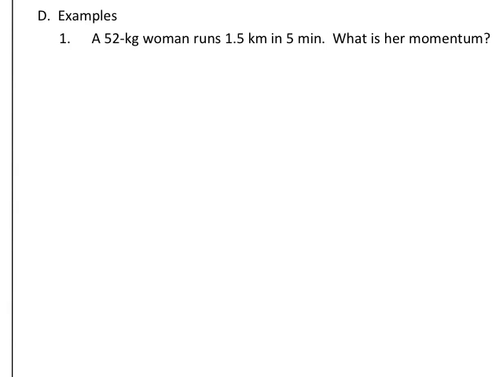First, we have a 52 kilogram woman running 1.5 kilometers in 5 minutes, and we want to know her momentum. So we know she has a mass of 52 kilograms. We are told how far she runs and in what amount of time. You should know by now that distance should be measured in meters, not kilometers, and time should be measured in seconds, not minutes. So let's go ahead and change those before we do any calculations.